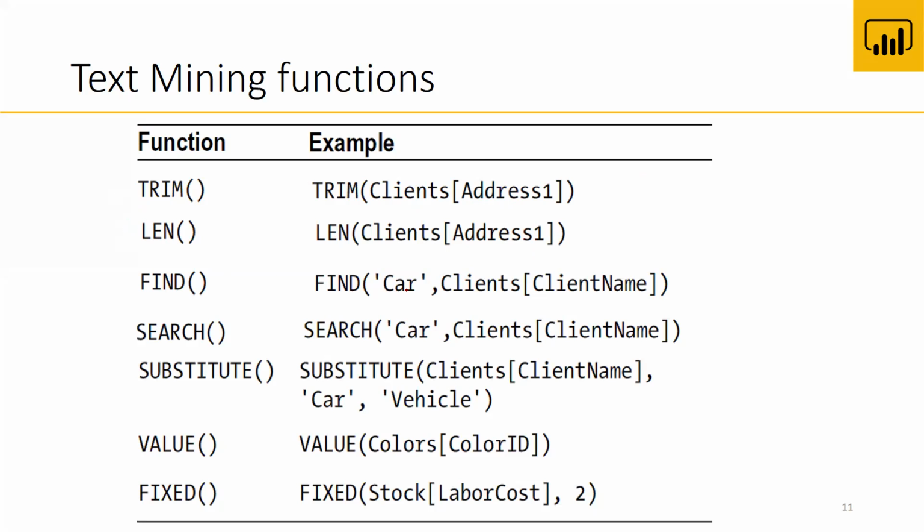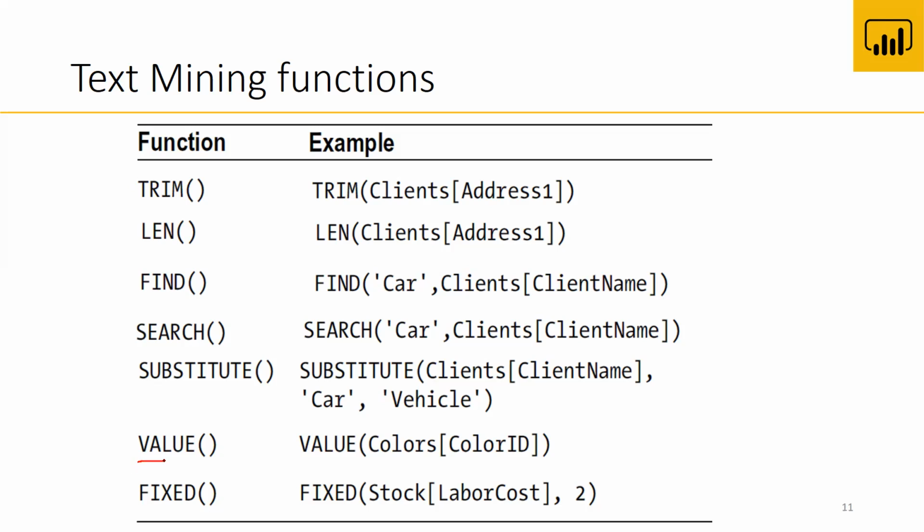You can use the find function for finding one text within another. Suppose I want to search car in the client name column of the client table. This will be the find function. Similarly, we have another function, the search function, which is just similar to the find function. The next version of the find is the replace, or substitute. Client car will be substituted with vehicle. This is basically the find and replace function.